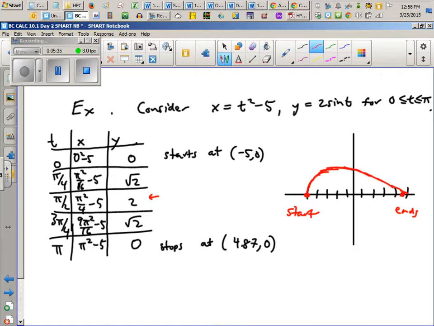So this is kind of what the motion looks like. Okay, now you can actually graph these on the screen. That's what I was saying. So what you want to do is turn on your calculator. I don't know why I always say that. It's kind of obvious.